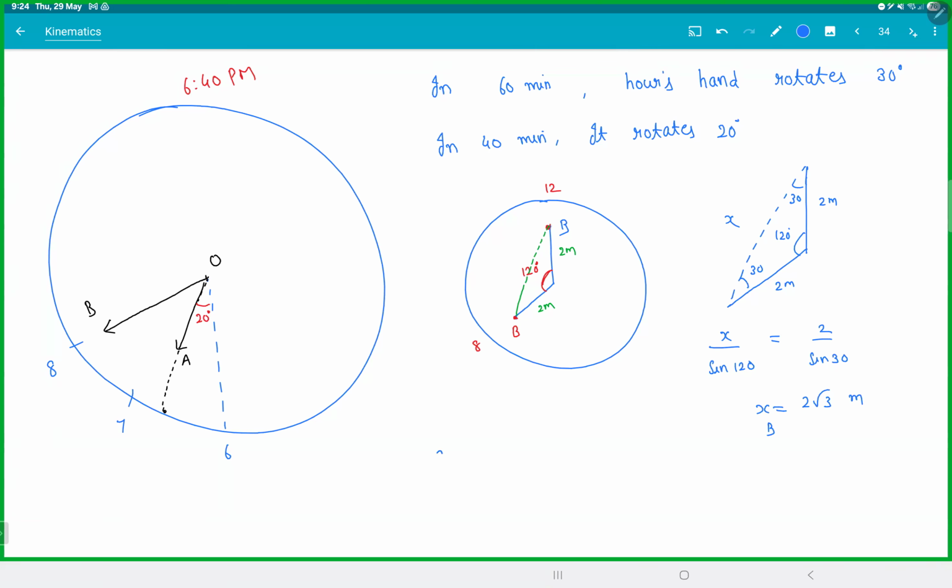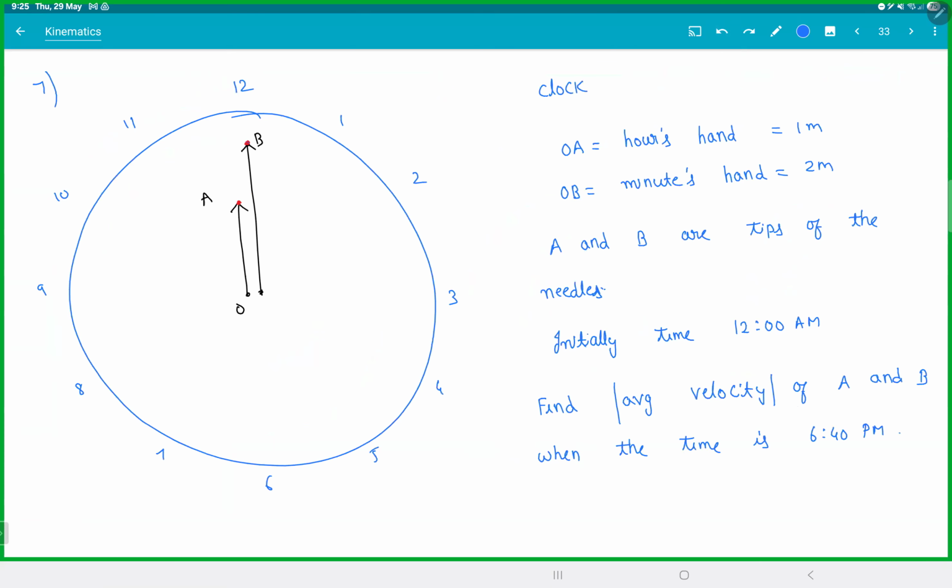Now, what is the average velocity of B then? So average velocity of B is the displacement by time. This is the second trap. What is the time? It's not 6 hours, 12 hours, 18 hours. It is 6:40 p.m. The needle must have rotated 12 p.m. to 12 a.m. and 12 a.m. to 6:40 p.m. Are you getting it? It was 18 hours and 40 minutes. Time was 6:40 p.m. It's not a.m.